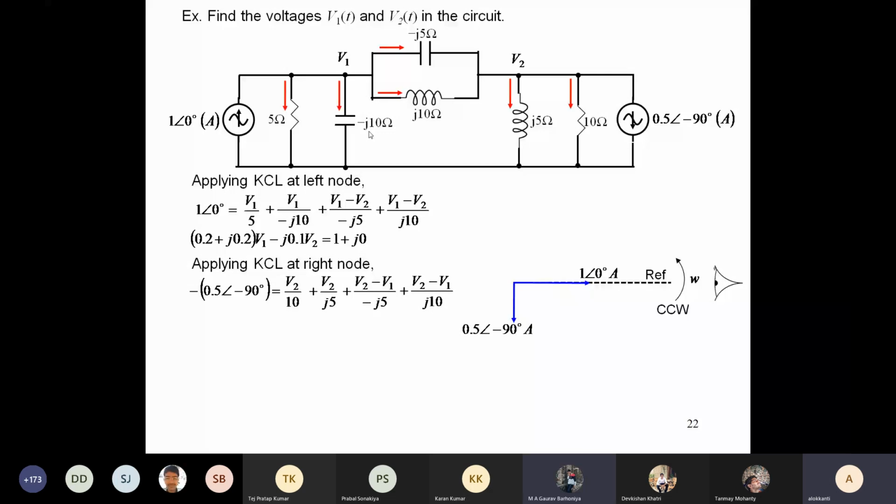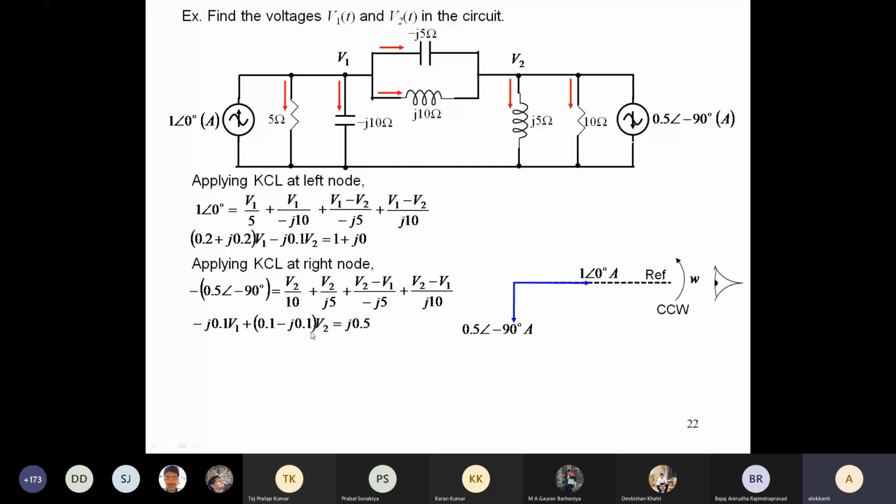How will this look in the form of just coefficients of V1 and V2, in the form of J and normal real numbers, complex? V2 equals minus 10 by 17 plus 40 by 17J. So ultimately these are the two equations you will have to solve.